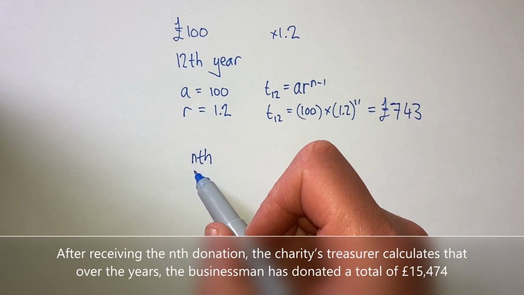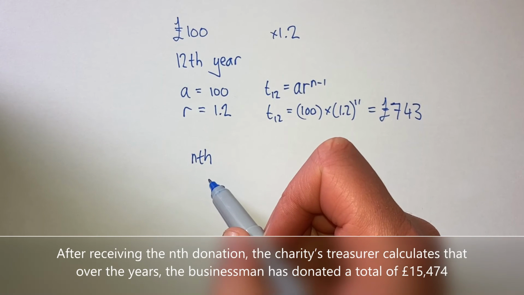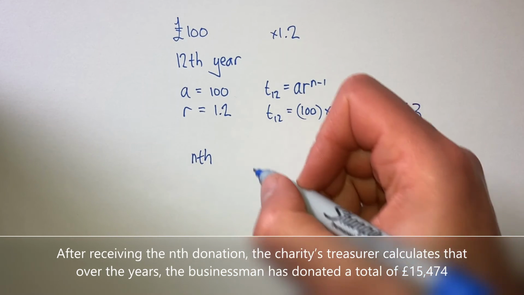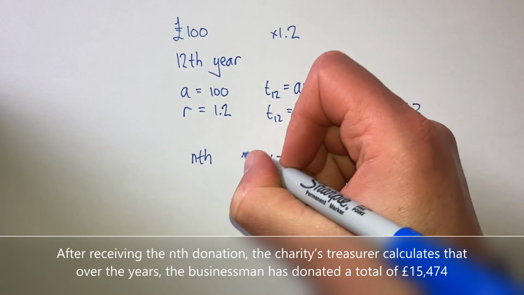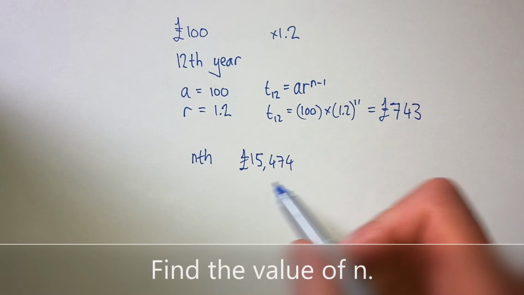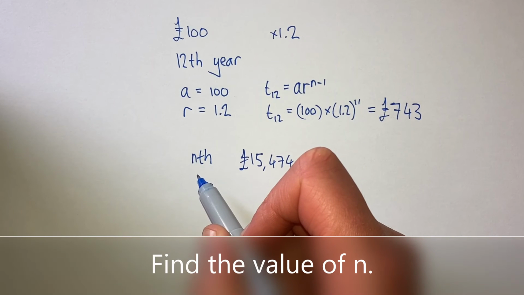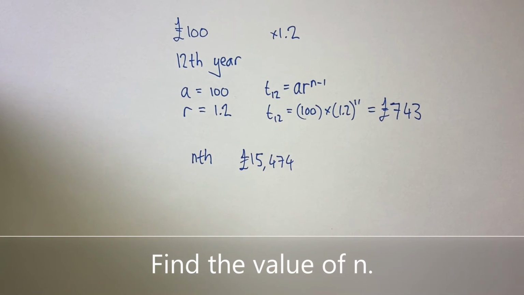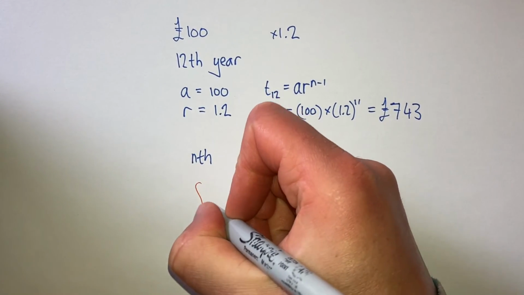Now, after receiving the nth donation, the charity's treasurer calculates that over the years, the businessman has donated a total of £15,474, correct to the nearest pound. Let's see if we can find the value of n, that is, how many years has the businessman been donating to the charity? Well, the formula booklet gives us this formula.